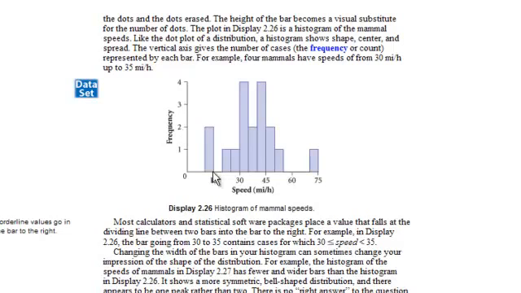Go to the other extreme, we have this bar up here, and it goes from 70 to 75, and the height of the bar only goes to 1, so we know there was 1 mammal that had a speed between 70 and 75. So unlike the dot plot, we do not know the exact number, we just know it's somewhere within that range. Okay? Over here you can see in the side margin, borderline values go to the bar to the right. So that would be the one above it, slightly higher.